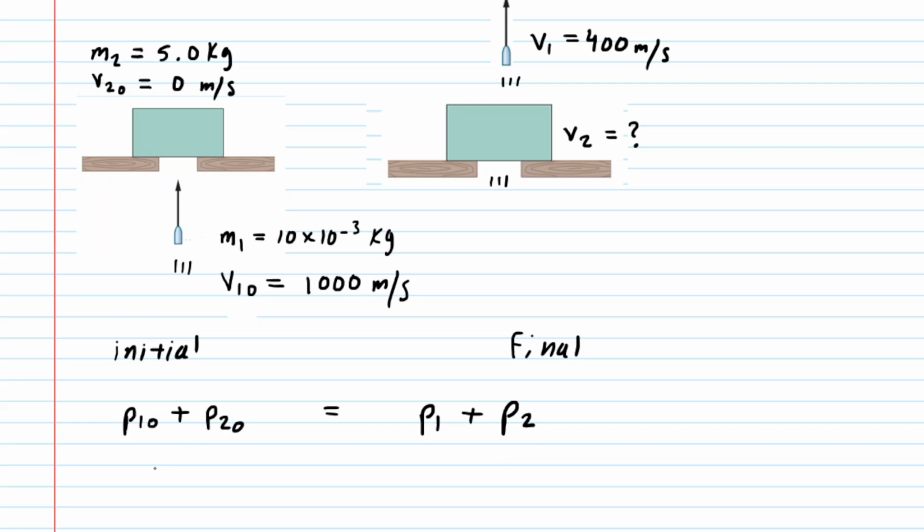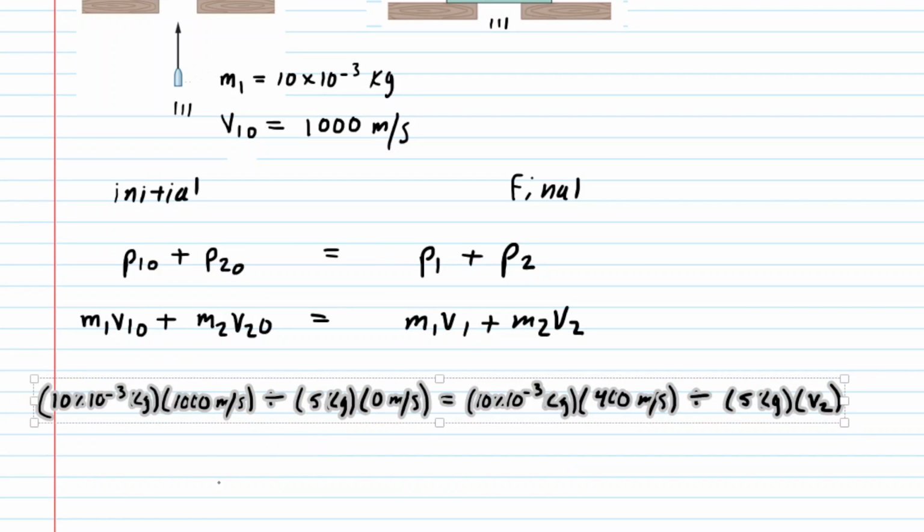Now, let's expand these momentum expressions. We know that momentum is mass times velocity. So for the bullet, we would say m1 times v1 initial, and then for the block, we would have m2 times v2 initial. And on the other side, basically the same thing except final parameters. So m1 v1 plus m2 v2. Now it's relatively easy because we have listed out all of the known values along with our unknown. So let's go ahead and plug in all of the given data. So all of the data has been plugged in.